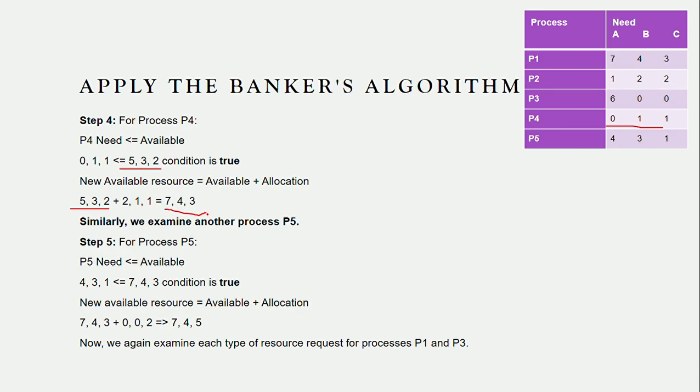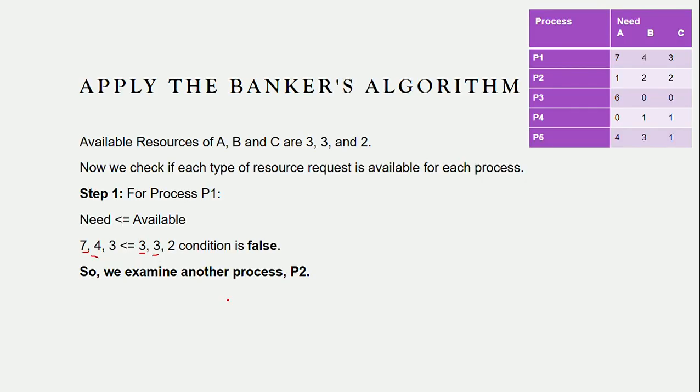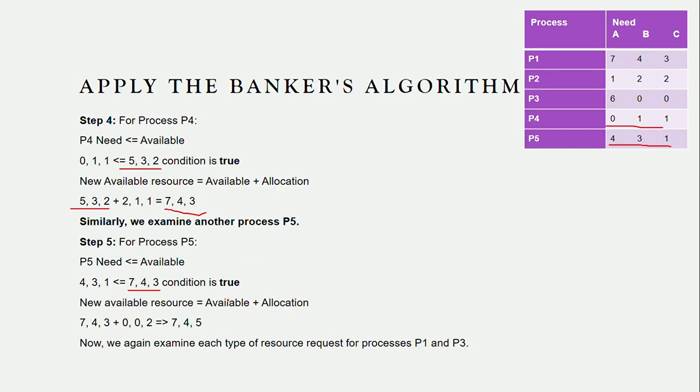Now we have to calculate for P5, whether we can do the allocation for P5. So P5 requires 431 as the need and the availability is 743. So the condition is true. That means we can do the allocation for the P5 process. Once P5 is over, it will release its resources. So the new availability is 743 plus the allocation of P5. You can see the allocation for P5 was 002. That's how we can calculate the new availability. 743 plus 002 is 745.